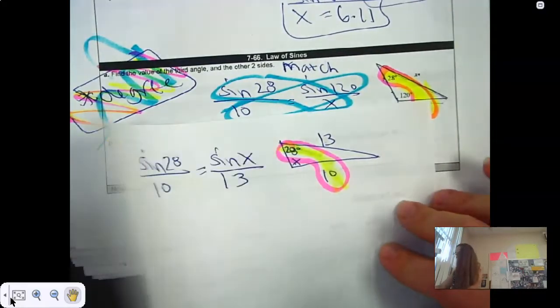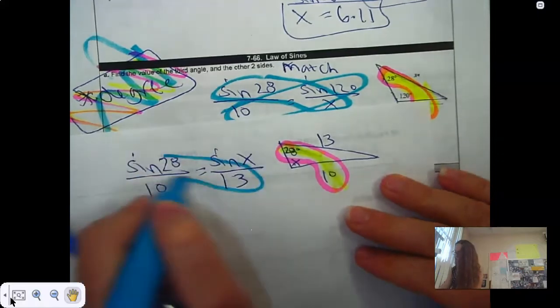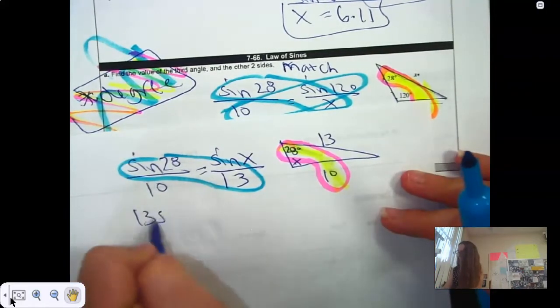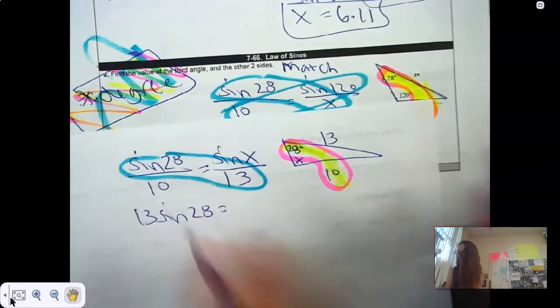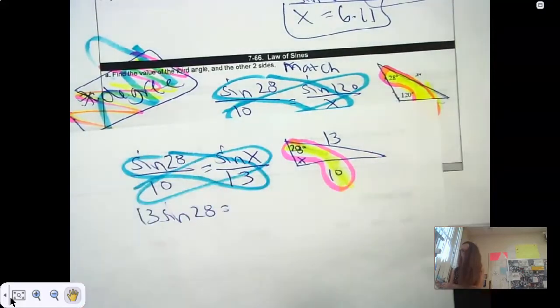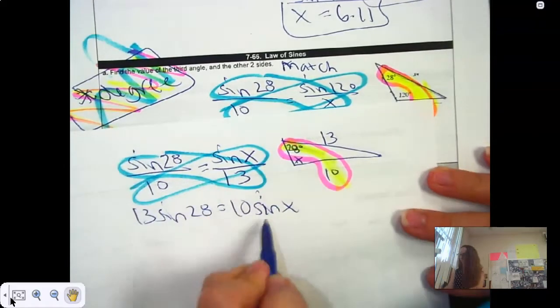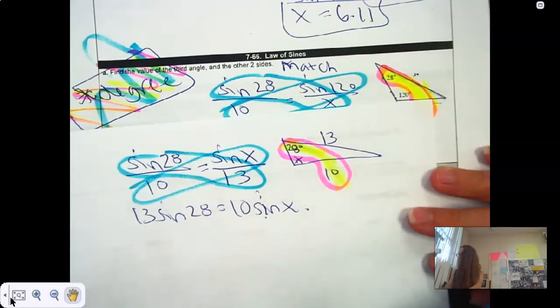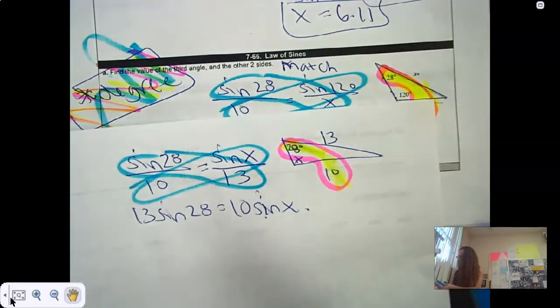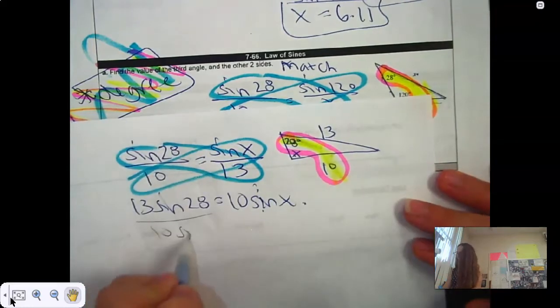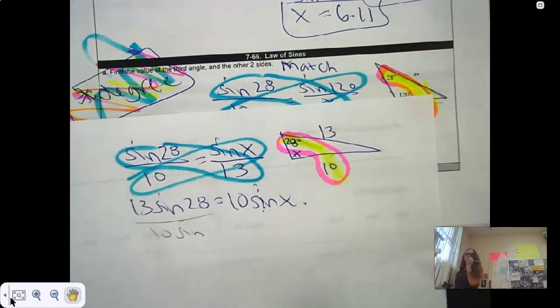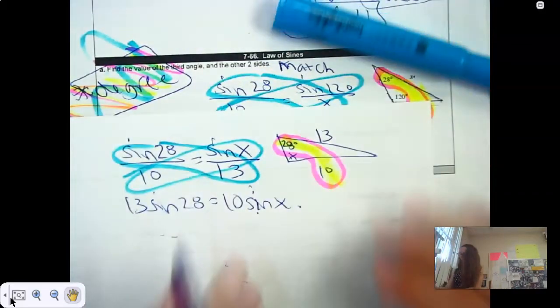And now what do I do? I make an x and I multiply what touches. 13 sine 28 equals 10 sine x. Now, here's the deal. The sine is with the x, so I can't come over here and divide by 10 sine, because you can't even put that in your calculator. They'd say sine of what? So what you would do is you would just divide by 10.